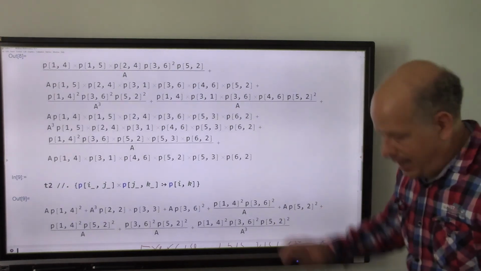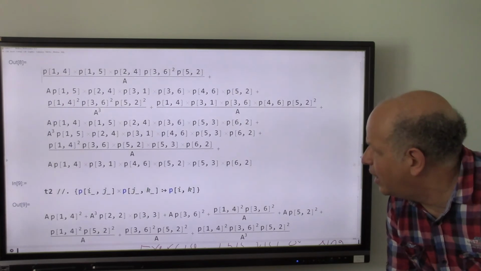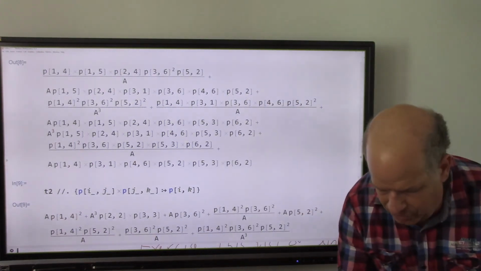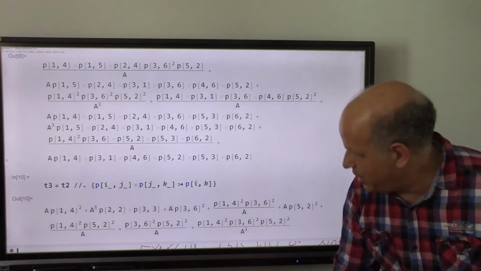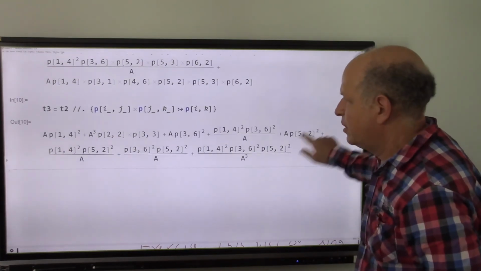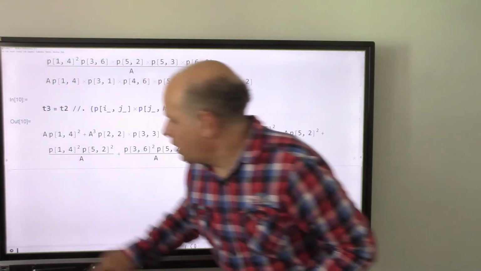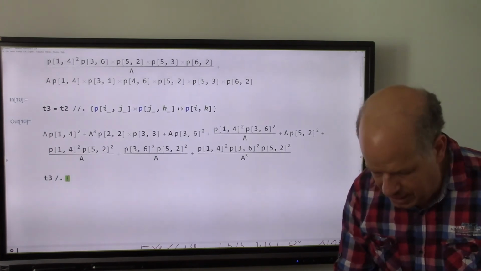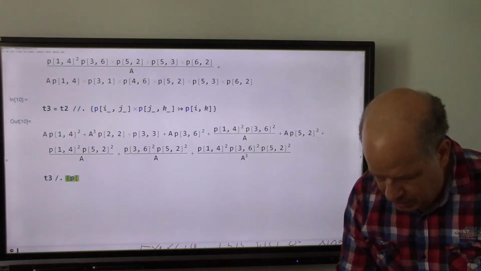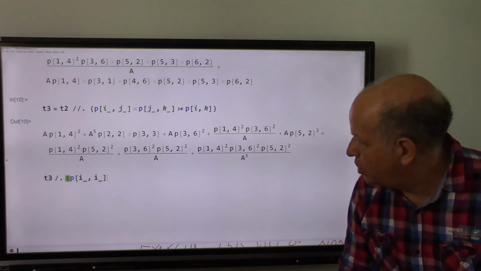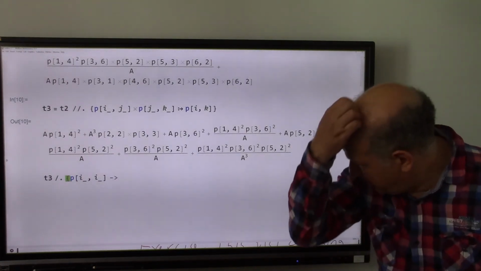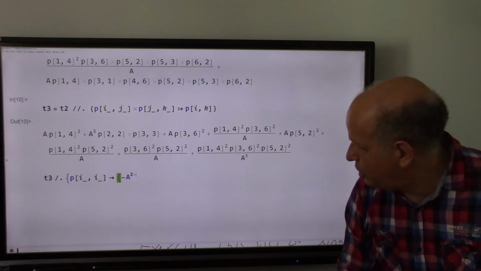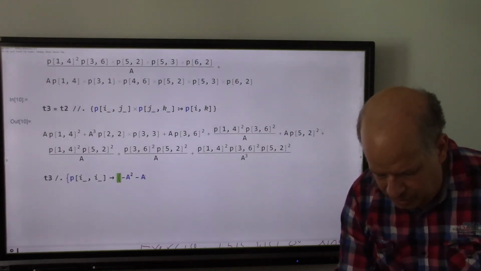So had I named this, I lost the mouse. So had I named this T3, I could now simplify it further and take T3, and every place that I see in it a PIII, I could replace it by D. And D is just negative A to the power 2, negative A to the power negative 2.